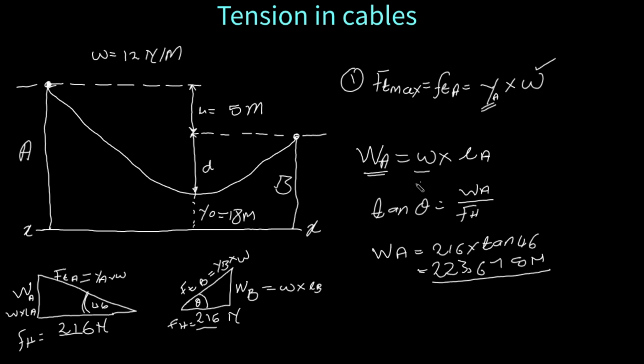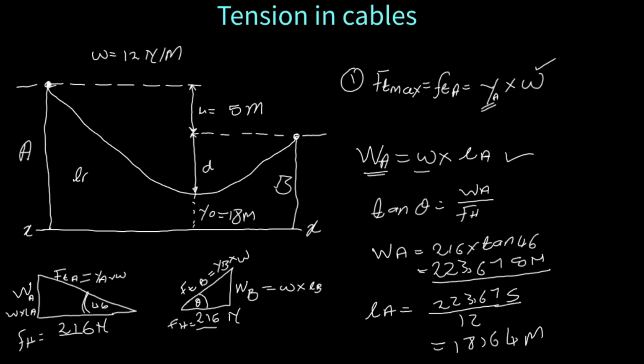And then you take this value, we come back to this equation. The value of LA will be 223.675 divided by 12, which is going to give me 18.64 meters. I'm going to put it here. LA is 18.64 meters, and then erase.